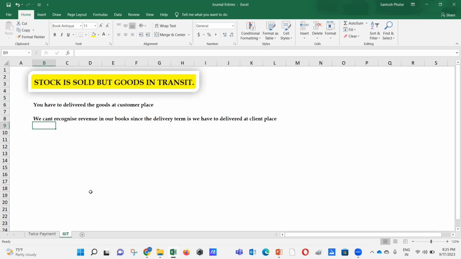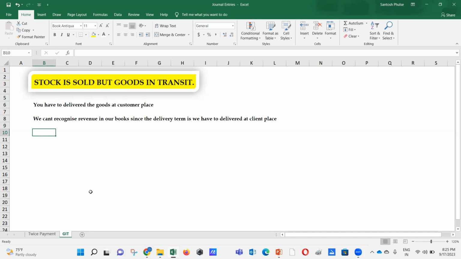If any stock is sold but goods are in transit, and we are doing the quarterly reporting or the year-end financials we are preparing, we have to analyze the cut-off documents. What are all the last 10 invoices? We have to do the analysis of that and see what the delivery term is. And if the delivery term says delivered at client place, our risk is not transferred yet. So we have to do the reversal of that revenue in our books.